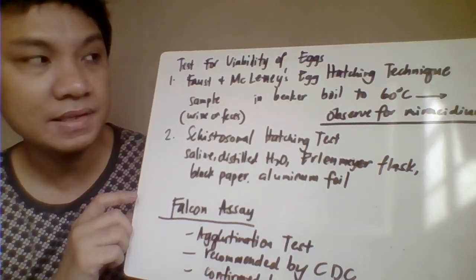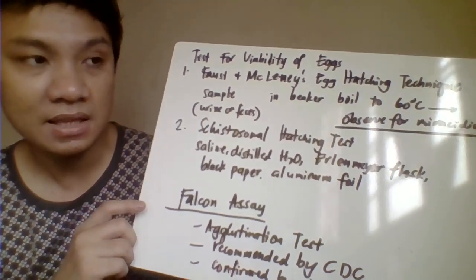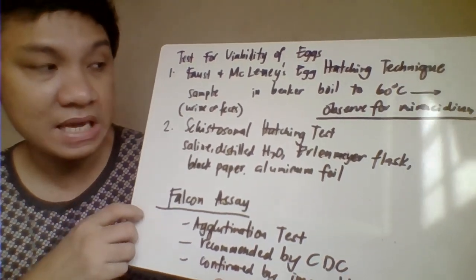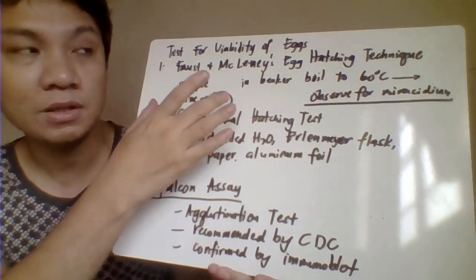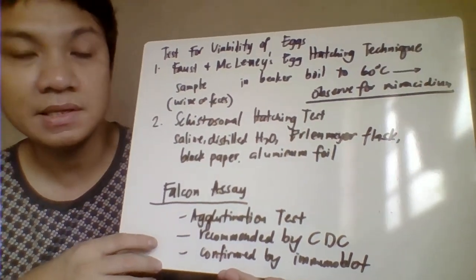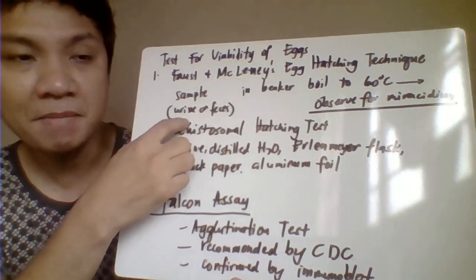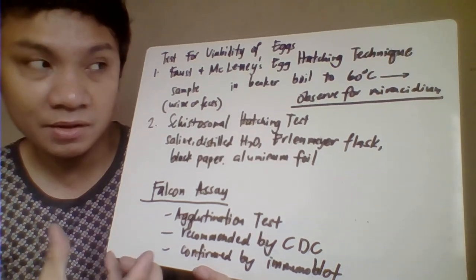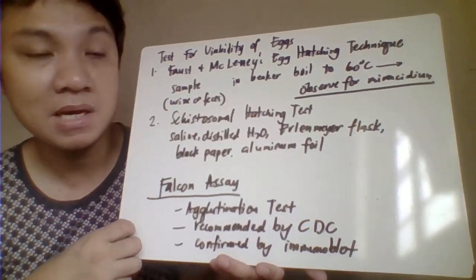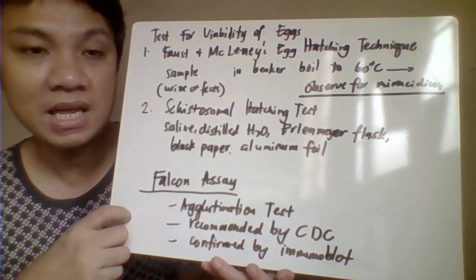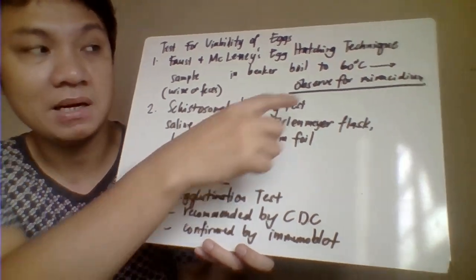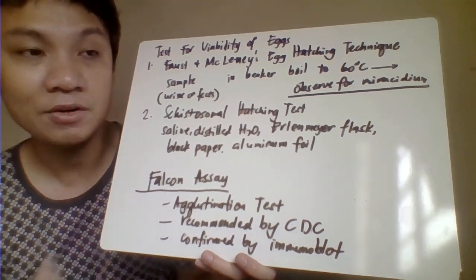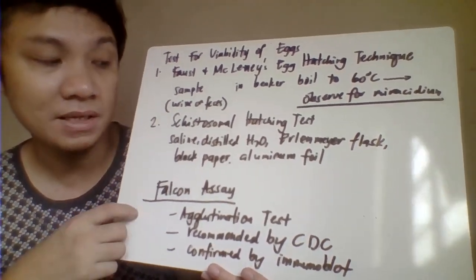So, we have here the Faust and McLenny's egg hatching technique. So, your specimen could be your serum, could be your feces or urine. And then you just put that one in a beaker and try to boil at 60 degrees Celsius here. So if you're suspecting the patient sample here contains the ova, pag ni-boil natin the ova, they're going to hatch, it would try to release the miracidium. And what you're going to identify here under the microscope will be the miracidium. So pag nakakita ka ng miracidium, mean to say the patient is infected. Kaya nagkaroon ng miracidium kasi may ova, mean to say infected ang patient natin.